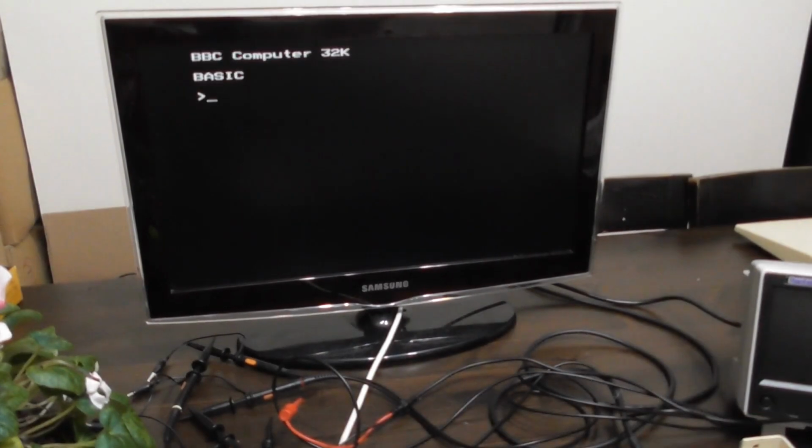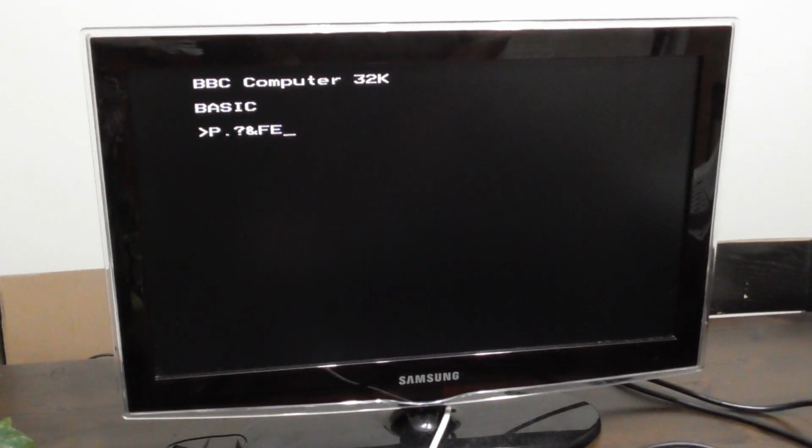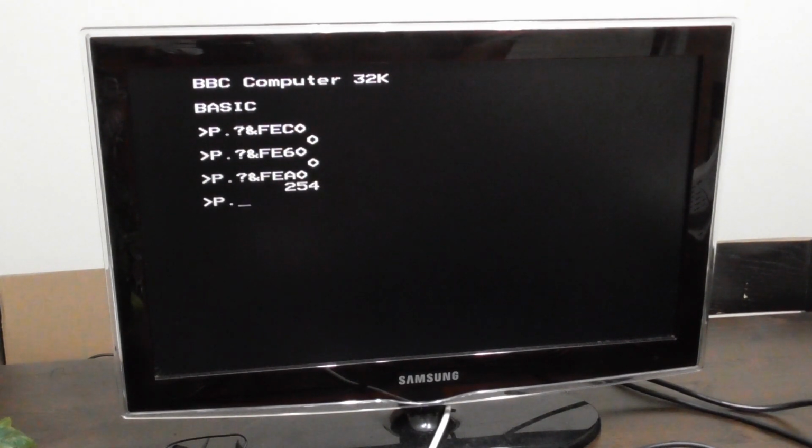So the ADC's located at FEC0, and that's returning 0. So again, the VIA is also missing, so we get zeros out of that. But all these other ones, which are fast devices, return 254. So that's interesting.